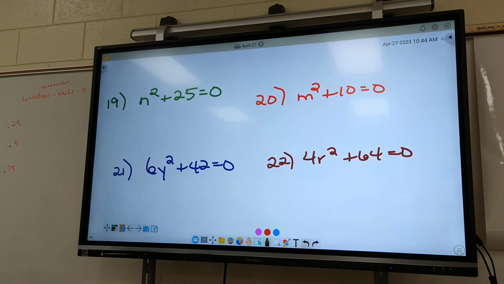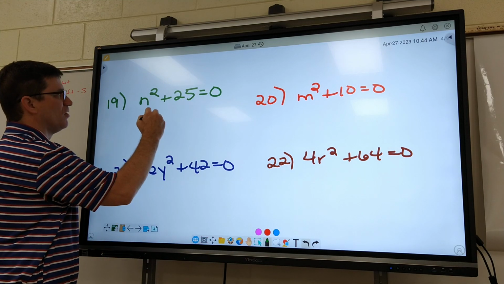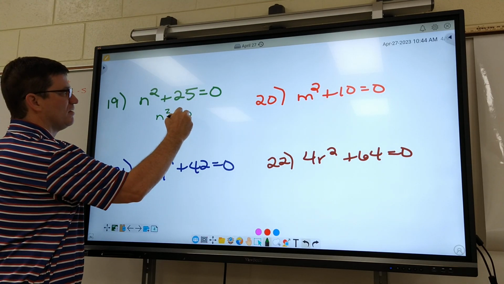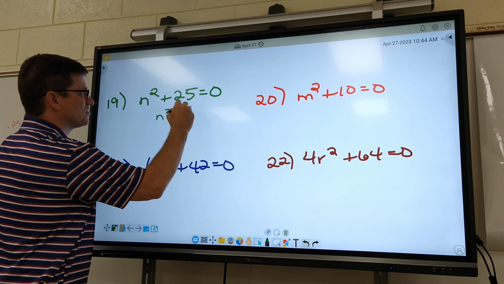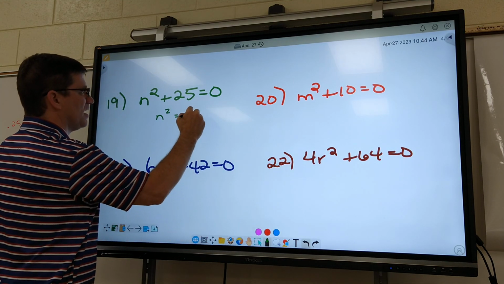All right, how is 19 through 22 different? These have equal signs. These all say to solve. Okay. Now, we've learned 3 different ways this year to do this. We can do quadratic formula, we can do the synthetic division, but what's the easiest way? Just move the 25 over. That's going to be negative 25. Let's do that first. N squared equals negative 25.